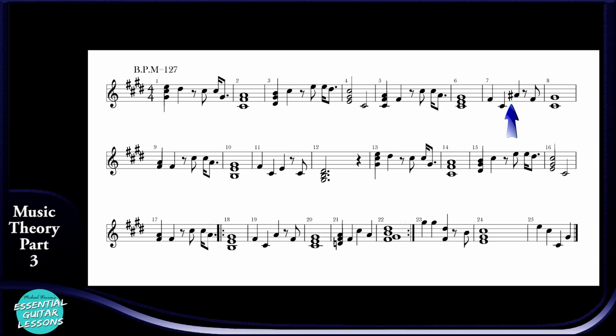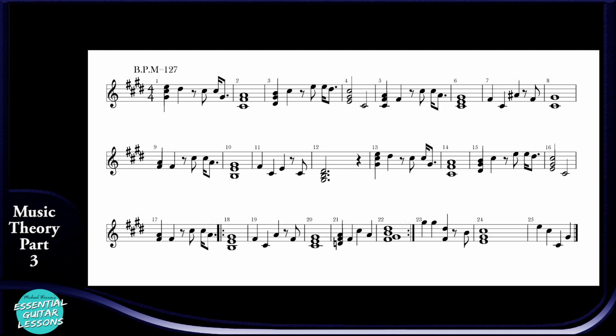Then we have an accidental. So we have a sharp in the 7th bar. So we play that A note now as an A sharp. Because the A sharp is not in the key signature, we put the accidental in front of it. As we went over, our key signature is F sharp, C sharp, G sharp, and D sharp, so no A sharp. So we put that in front of the A, and now we play that as an A sharp.